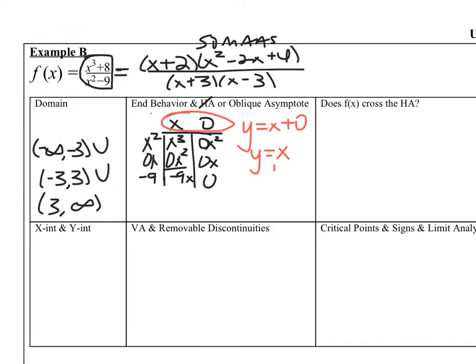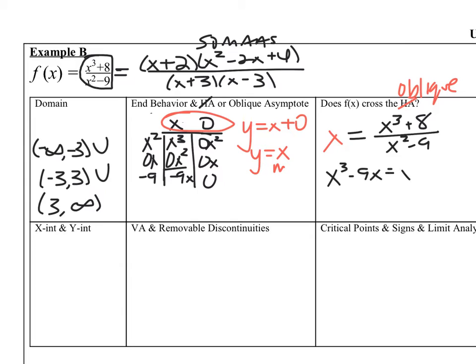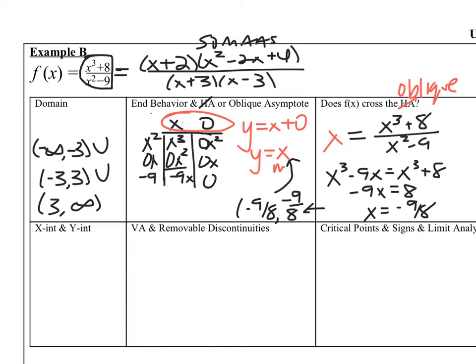So now we need to see if we cross the oblique asymptote, or slant asymptote. So x, our oblique, equals our original function over x squared minus 9. Cross multiply: x cubed minus 9x equals x cubed plus 8. Our x cubes cancel. Divide by negative 9. So we're going to cross at negative 9 over 8 for my x value. Just going to write that over here. And then my y value I would plug in. Well, I have a really simple equation, right? Negative 9 over 8. My x values and my y values are equal everywhere.